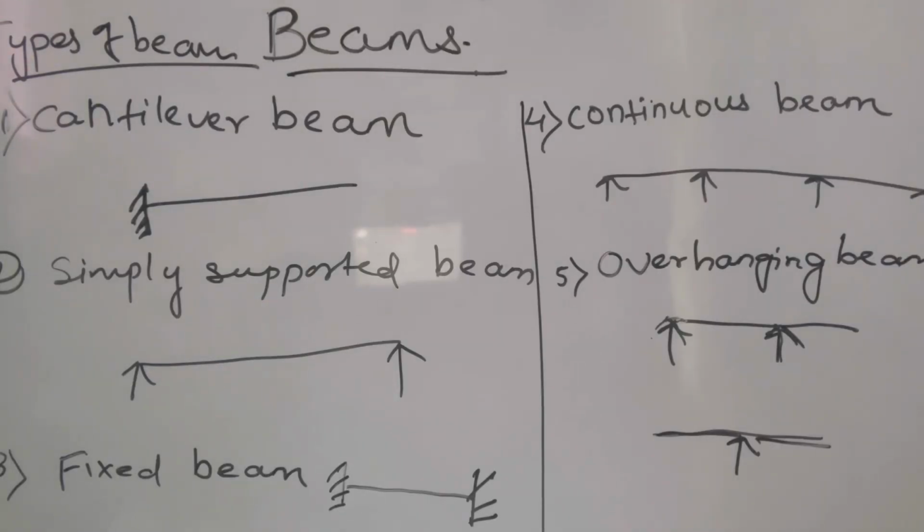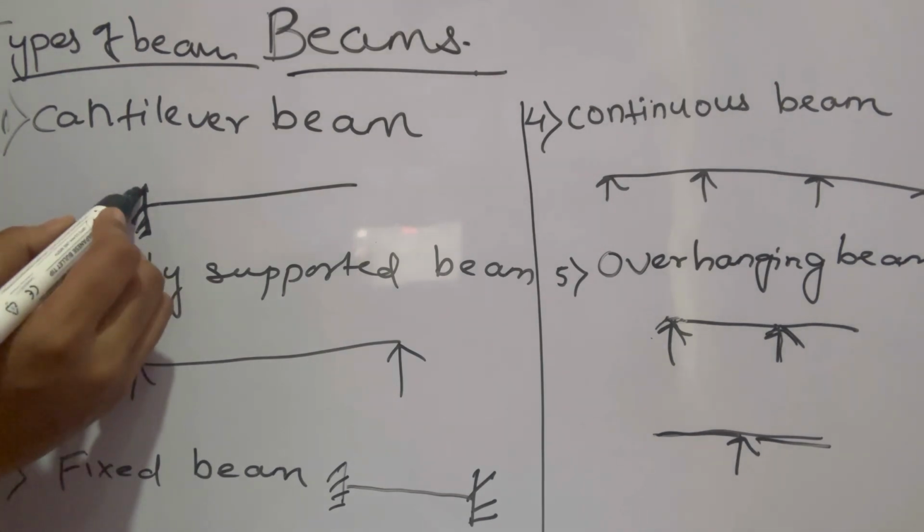So the first part is types of beams. We have different types of beams. The first one is a cantilever beam. In a cantilever beam, one end of the beam is fixed and the other end is free. It is similar to the overhanging beam, which is the last one.